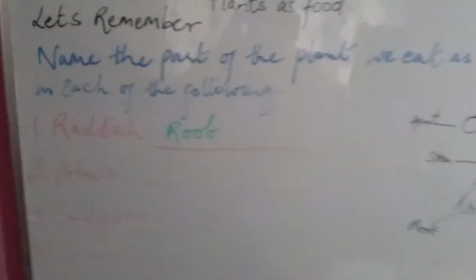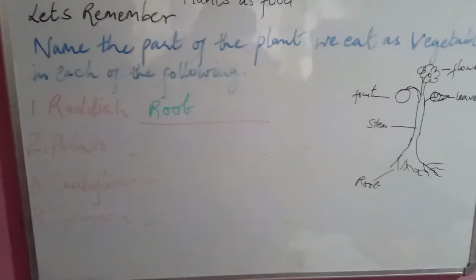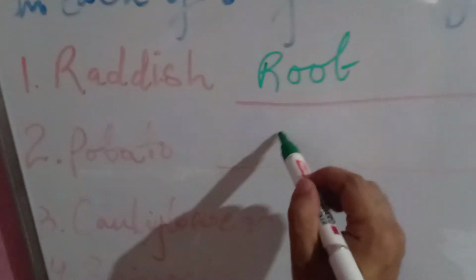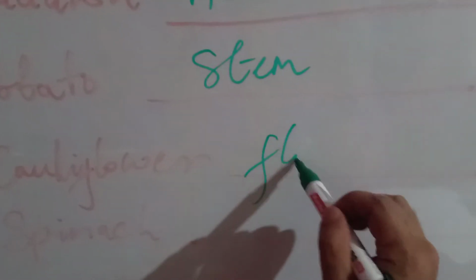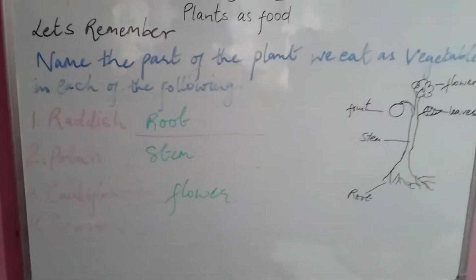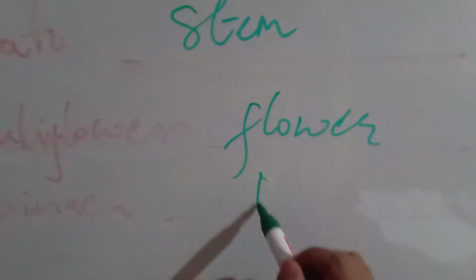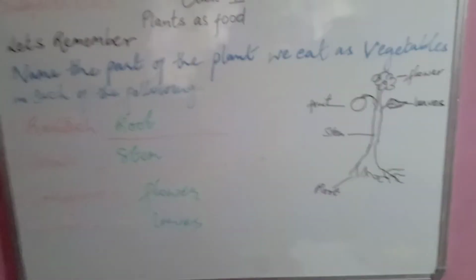The radish comes under root, and then potato comes under stem, and then cauliflower comes under the category of flower, and then spinach comes under the category of leaves. Okay.